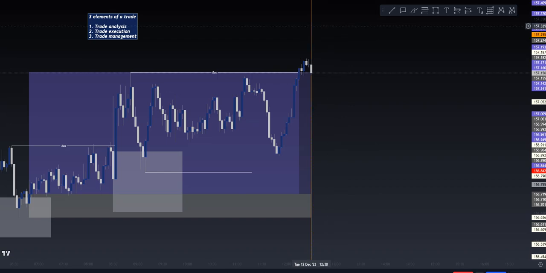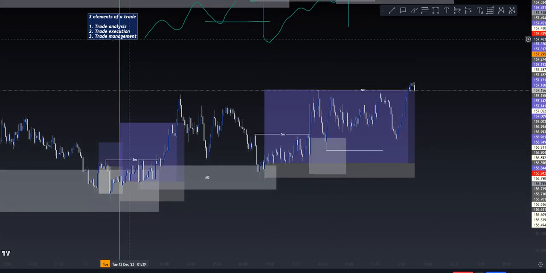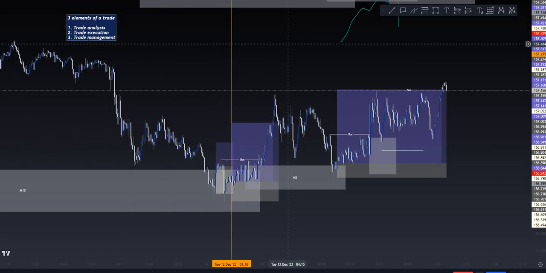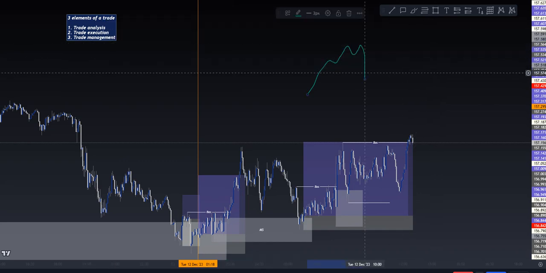Okay, pretty long breakdown on this one because we did show off some trade management skills, but this was EURJPY.